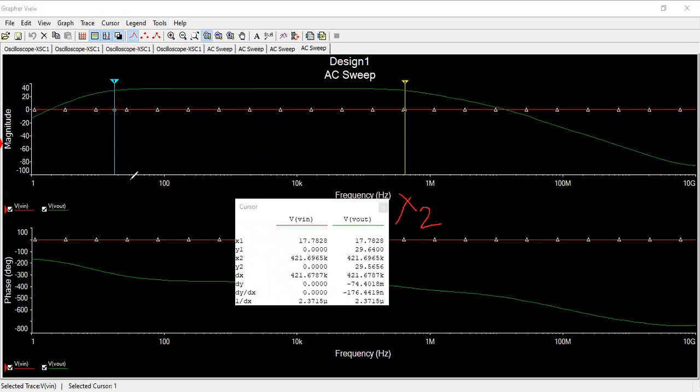What is your x2 value? In the graph itself it is showing. What is your x2, Amma? See at this position, what is your x2? 421.69K. What is your x1? 17.78 hertz. Okay, so that's x1 and x2. The difference, x2 minus x1, will give you bandwidth. Likewise, you need to calculate the bandwidth.